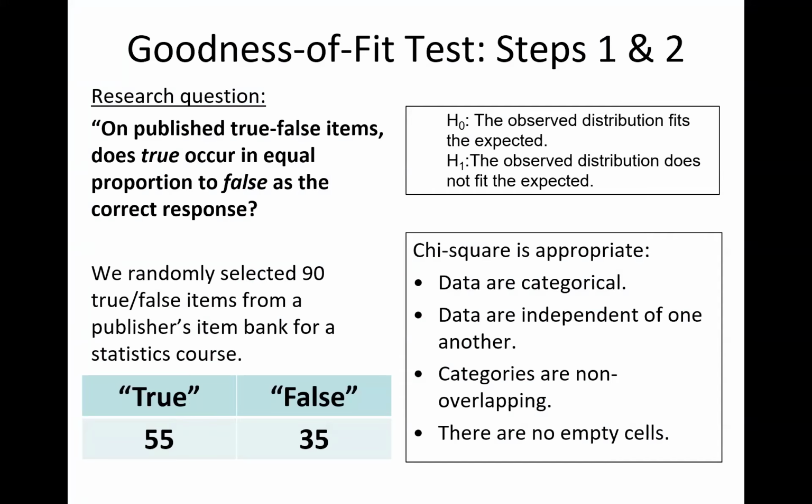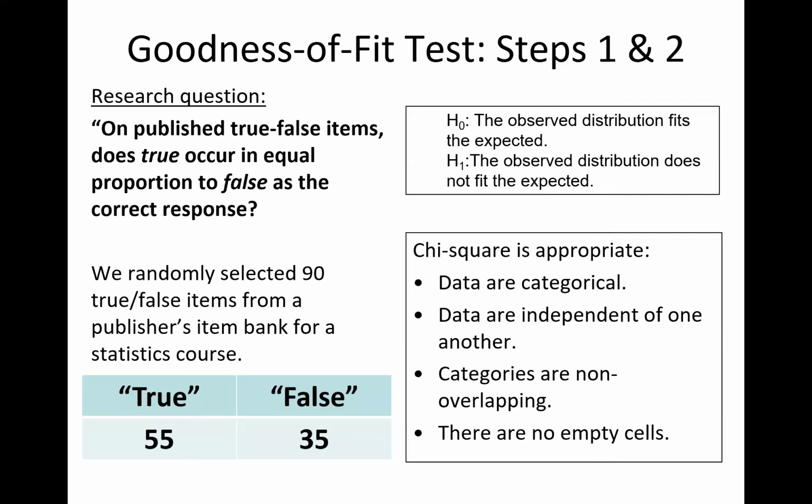So we have a research question. On published true-false items, does true occur in equal proportion to false as the correct response? I'll go straight over to the right to the hypothesis. This is a goodness of fit test. The observed distribution fits the expected. So we're going to gather data, our observations, and we have an expectation, which we'll go to in just a minute. And the alternative hypothesis, the observed distribution, does not fit the expected.